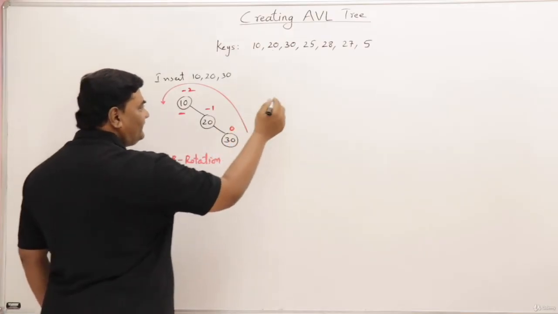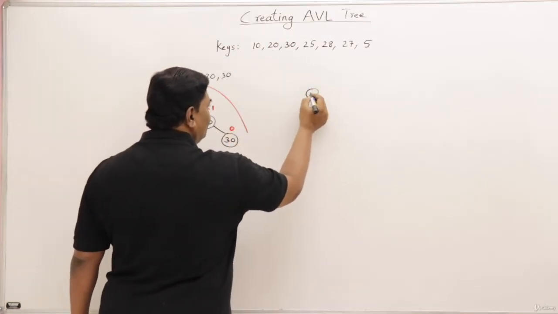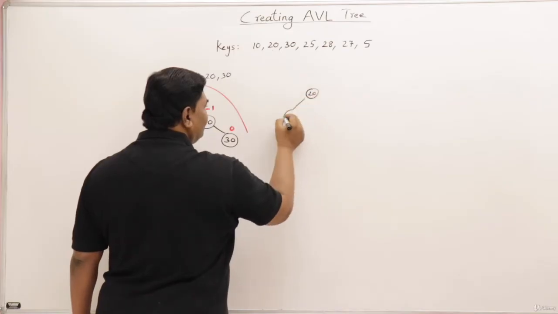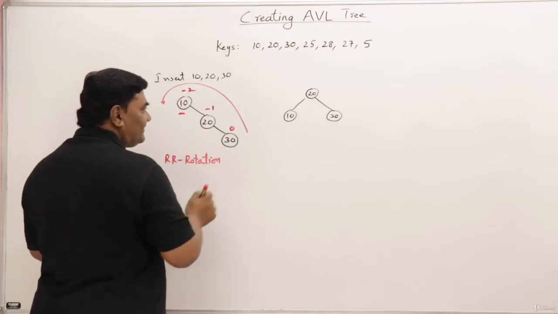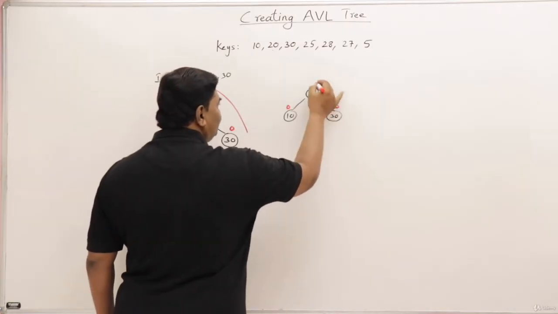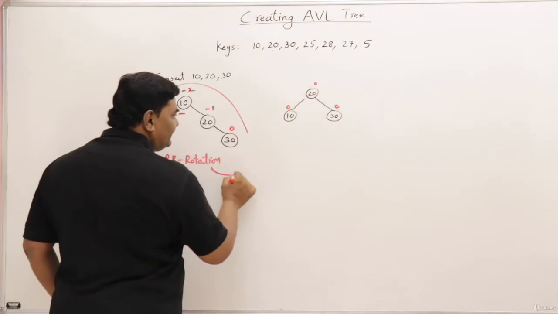Then after rotation, what will be the tree? I will draw it here. So this is 20 and this is 10 and this is 30. The balance factors are 0, 0 and 0. This is the result. Okay. This is the tree we got.